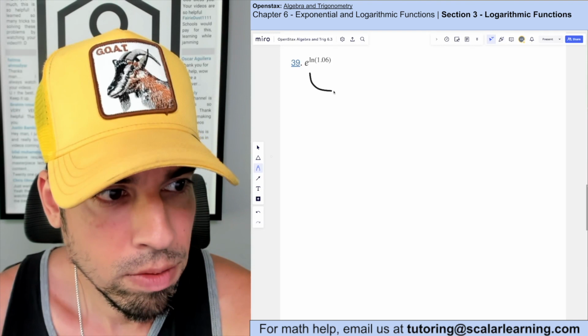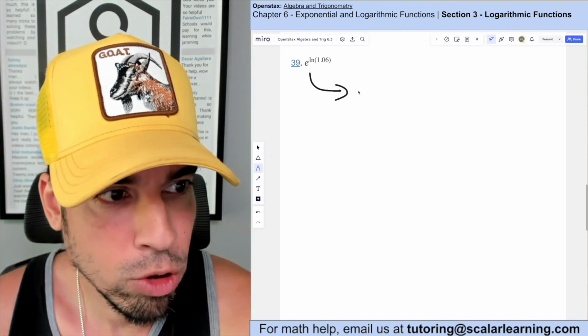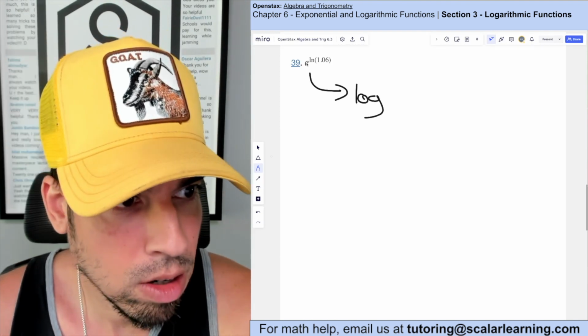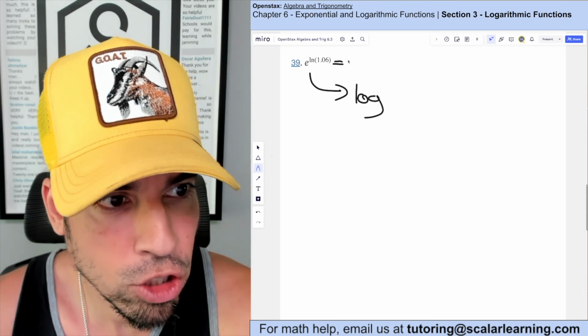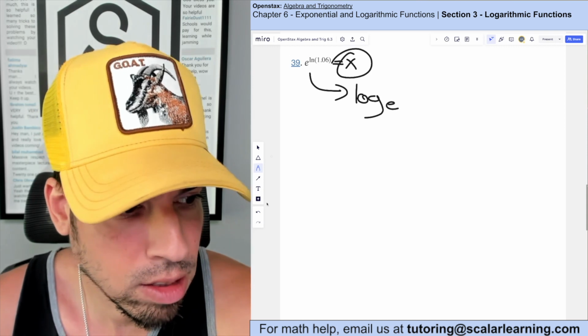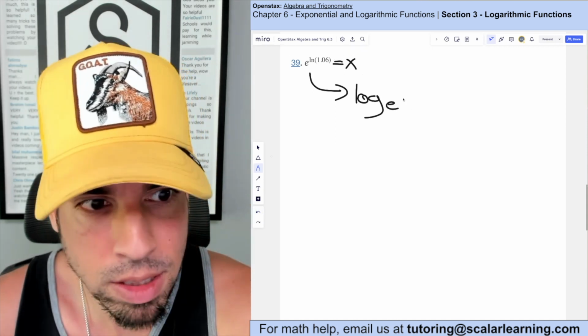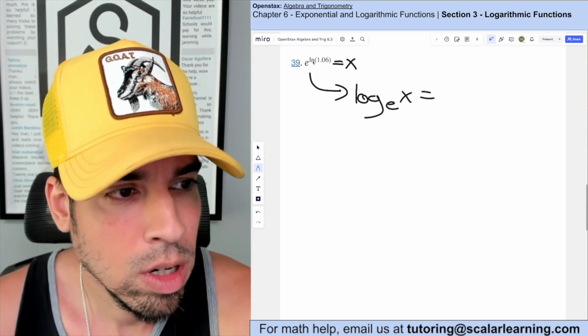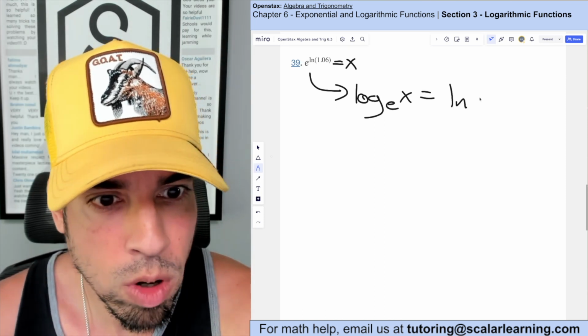So for this one, I'm going to convert it into its exponential equivalent. First, I'm going to take log base of this value here. And again, imagine this being equal to a variable. So log base e of x. That's how we're converting it, right? To the thing on the opposite side of x equals, and then we have ln of 1.06.